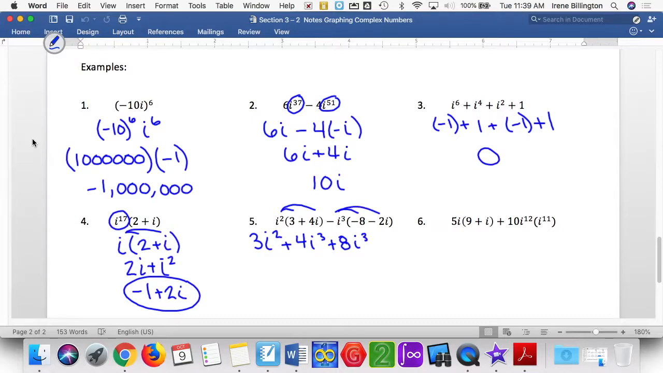And distribute -i cubed to -2i, which would give me, yes? 2i to the 4th. Good. Positive 2i to the 4th. Okay, I want you to notice that your middle two terms are both i cubed, right? Agree? Okay, those are like terms and can be combined. So I'm going to go ahead and combine them. I now have 3i squared plus 12i cubed plus 2i to the fourth.